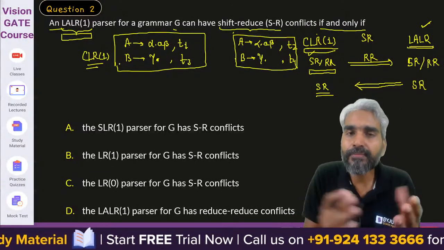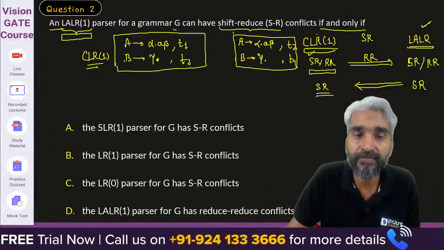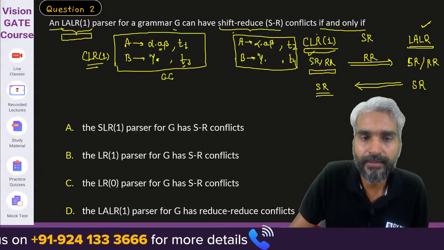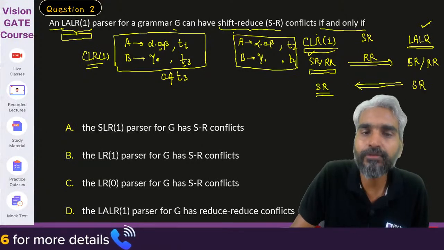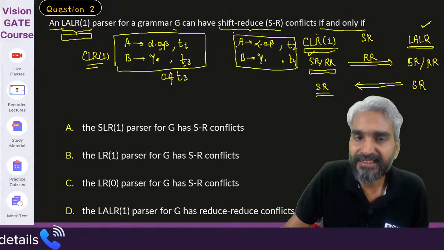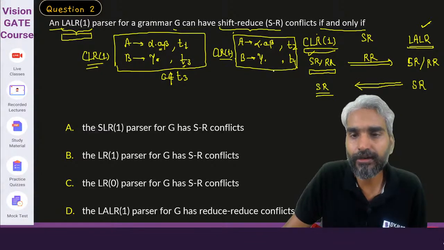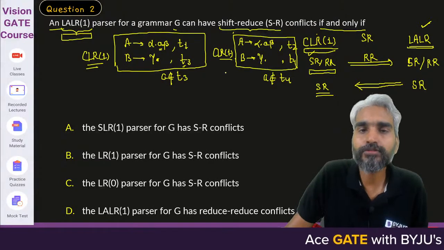So in CLR1 parser, if there is no SR conflict, then what is the situation? That this terminal A does not belong to T3. A does not belong to T3. If A belongs to T3, then there will be SR conflict. We are saying that in this state also of CLR1 parser, there is no SR conflict, means A does not belong to T4. A does not belong to T4.